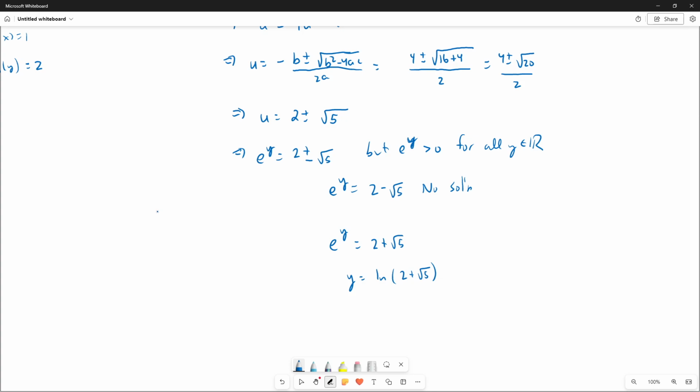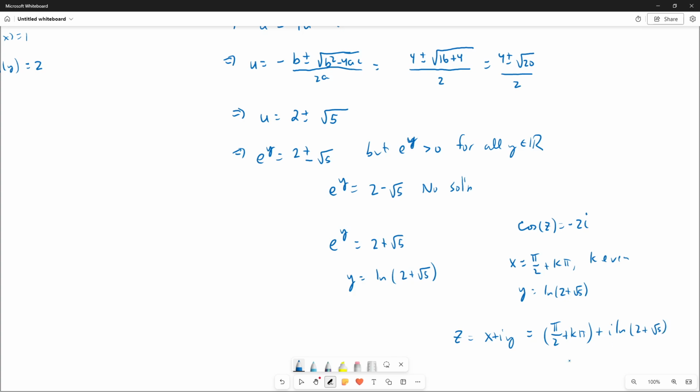Okay, so this gives us some solutions to the equation. If cosine of z is equal to negative 2i, then so far we have x equals pi over 2 plus k pi, where k is even, and y is the log of 2 plus the square root of 5. So that our z, which is x plus iy, has the form pi over 2 plus k pi, k even, as the real part, plus i times the log of 2 plus root 5.